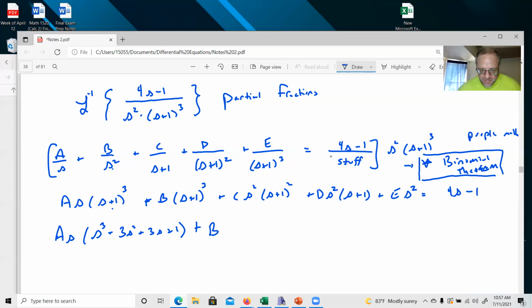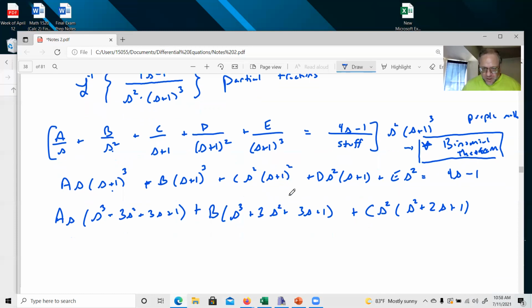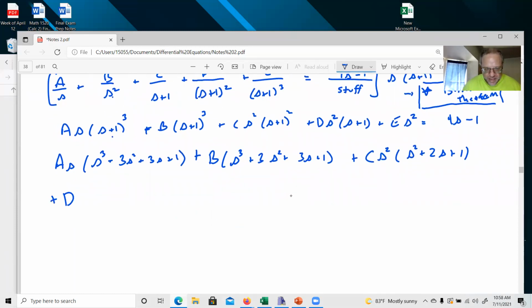Plus B, and then here we have s cubed plus 3s squared plus 3s plus 1. Okay, it'll be optional. I'm never going to quiz you on this again. If you want to take all the time in the world to multiply this out, you go right ahead and do it. Plus C, and I've got an s squared here, and I've got s squared plus 2s plus 1. That's not a problem for anybody, I hope. Plus D s squared (s plus 1), plus E s squared.